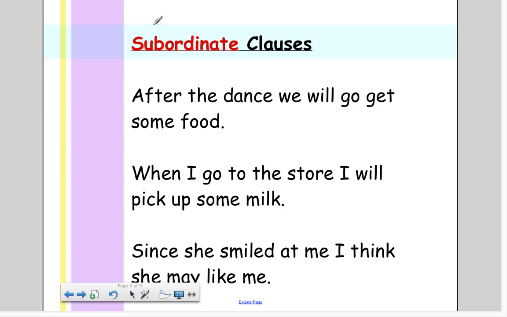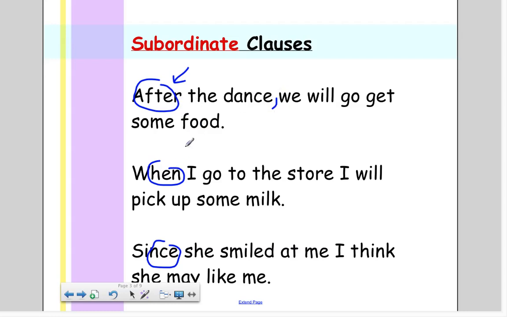The next rule is for subordinate clauses. And subordinate clauses have words like after, when, since. Other ones are before, if. These words, if you listen in the sentence, will create a natural pause in the middle of the sentence. And it's not complete unless you put a comma in there. Look at the first sentence. After the dance, we will go get some food. See how there's a natural pause after the word dance? A comma goes there. This is an example of a subordinate clause because it has this word after in the beginning that makes this pause.